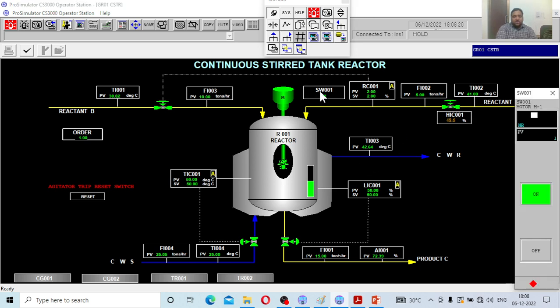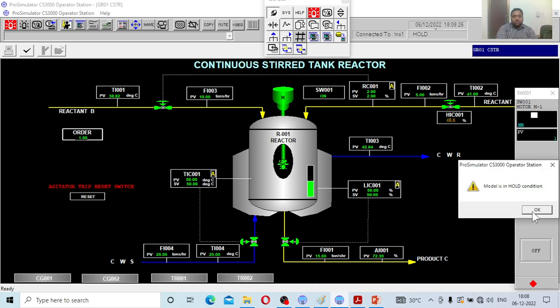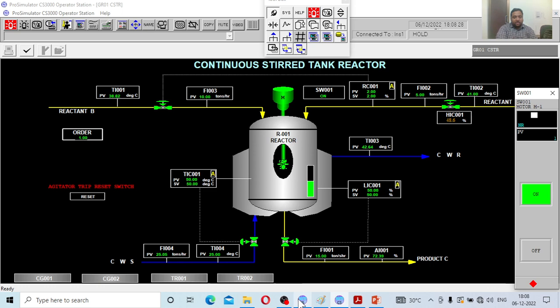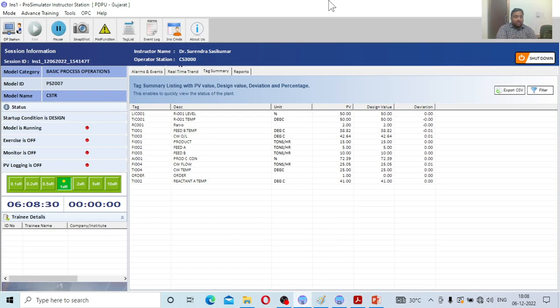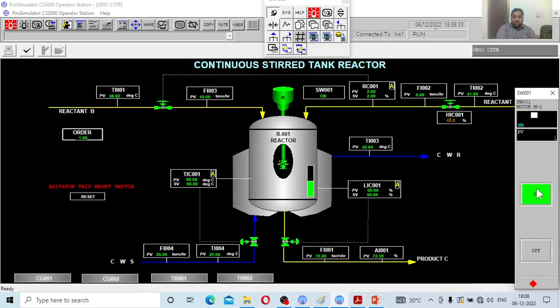Presently everything is on, and you can turn the stirrer on and off. You can see you can turn off the stirrer. Okay, the model is in hold position. Let me turn on the model, run the model. Now it is on, I can make it off. Okay, now the stirrer is off. Let us not worry about the stirrer at this moment. Just turn the stirrer on. This color indicates the stirrer is turned on.